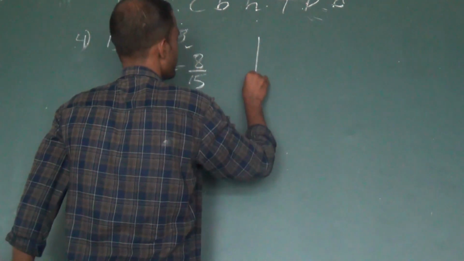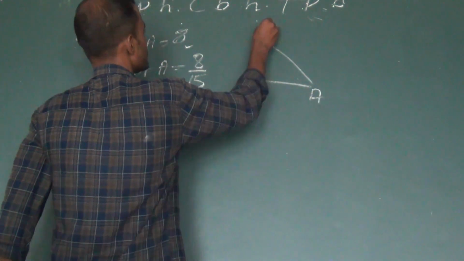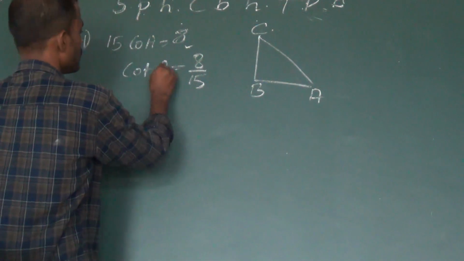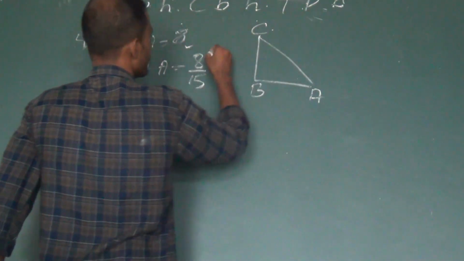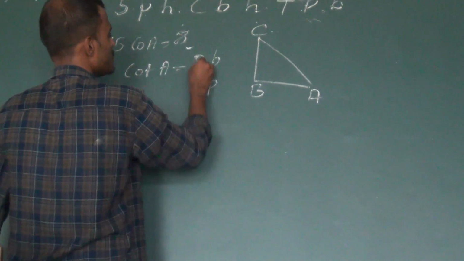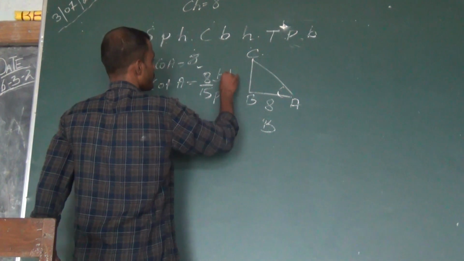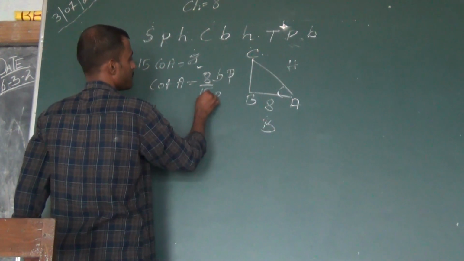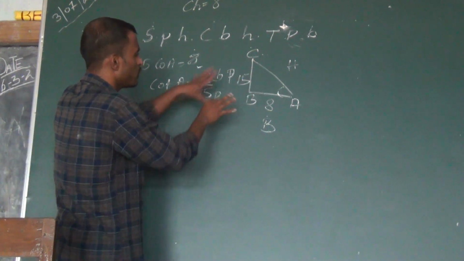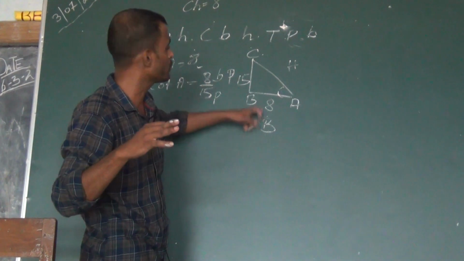Let's draw a triangle here. Let's put A, B, C here. Right? Cot A is 8 by 15. Cot means the reverse of tan. Tan is P by B, so cot will become B by P. What is B here? 8. If I take the angle here, this is B. This is P, this is H. B is how much? 8. P is how much? 15. See, if I write so many things, you get confused. That's why I don't want to write P and B anymore. You should be able to figure it out.